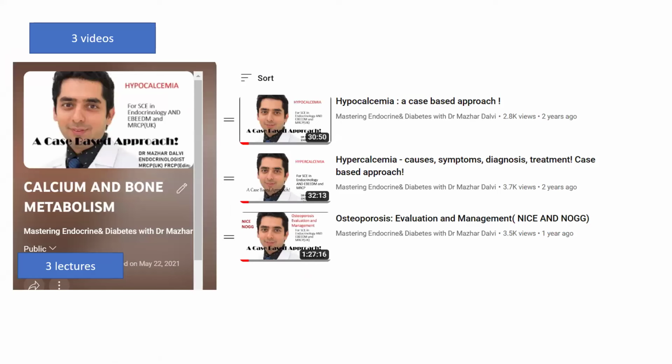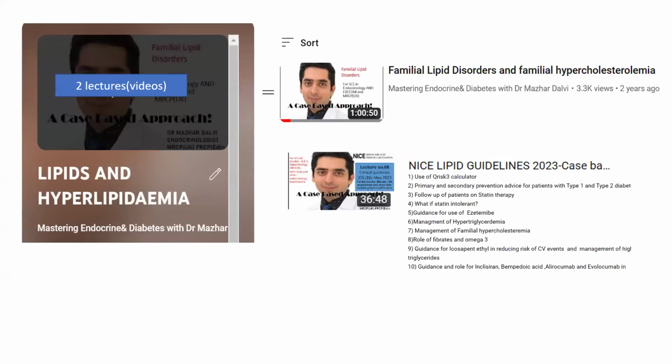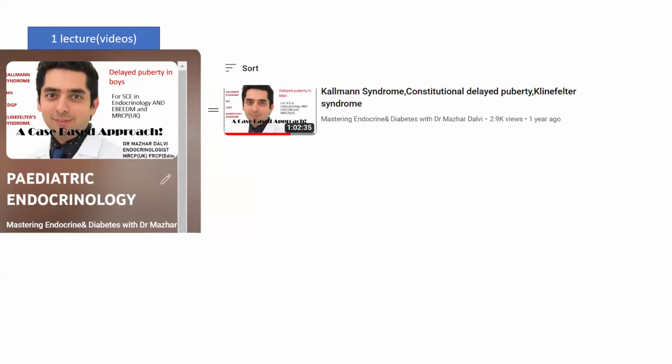As regards calcium and bone metabolism, there are 3 sessions: case-based approach to hypocalcemia, hypercalcemia, and osteoporosis. And in this, I have covered the NICE and the NOGG guidelines, which appear in the exams. There are 2 lectures on lipids and hyperlipidemia. First session on familial lipid disorders and familial hypercholesterolemia. Very favorite topic for exams. So again, an extremely important session. And based on the latest guidelines released by NICE in 2023, I've covered the NICE lipid guidelines, where I have covered significant sections of these guidelines, again, all via case-based approach.